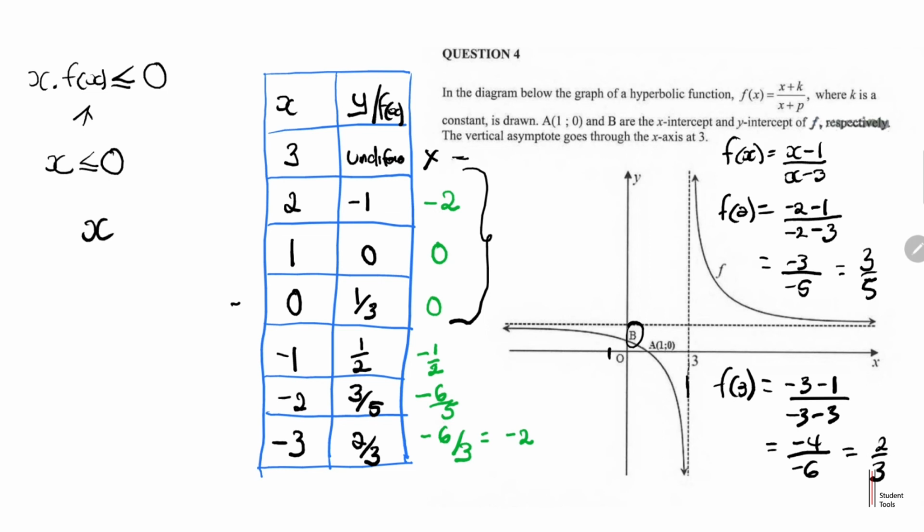x should be greater than 0, but less than 3, because 3 is the asymptote. And this statement makes x multiplied by f of x less than or equal to 0 true. So it's these two statements. These are the x values which make this statement possible or true. And that is just how we answer 4.4.